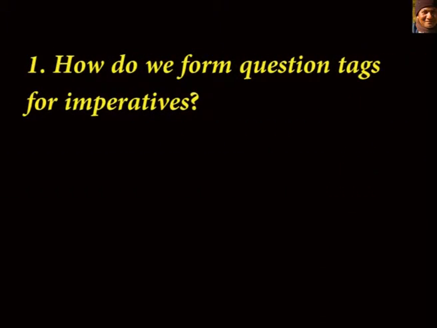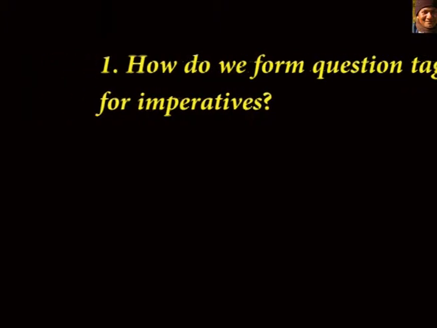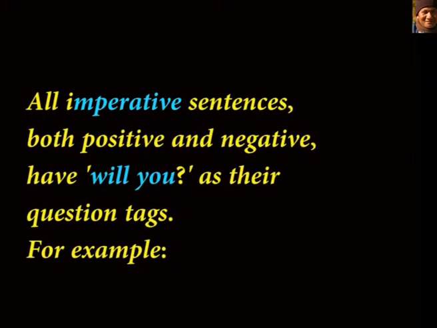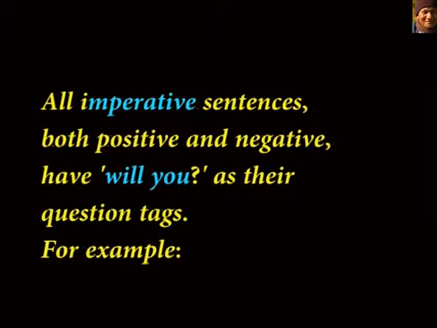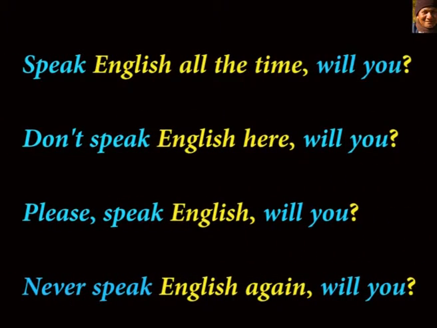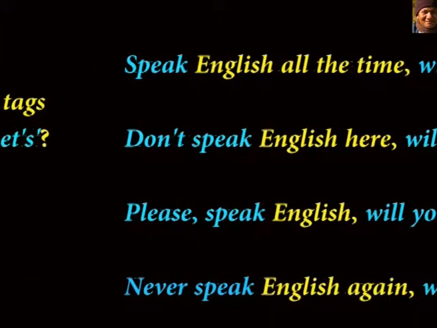Number 1. How do we form question tags for imperatives? All imperative sentences, both positive and negative, have will you as their question tags. For example, speak English all the time, will you? Don't speak English here, will you? Please speak English, will you? Never speak English again, will you?